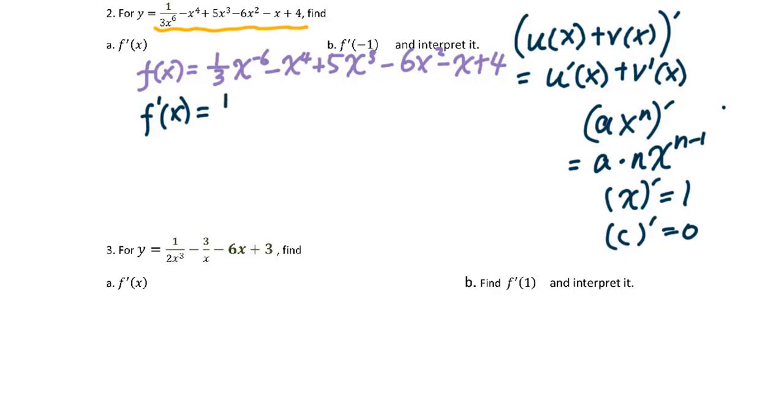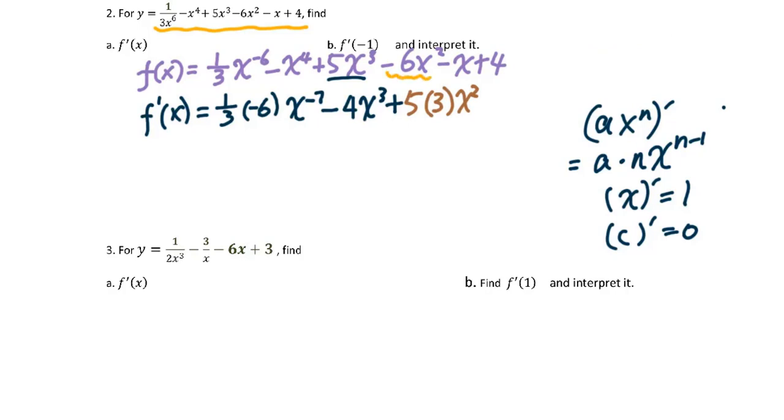Therefore, you will get 1 over 3 times negative 6, drop down minus 1, which will be negative 7. Minus 4 drop down, you will get x to the 3rd power. Plus, working on this, 5 times 3 drop down, x squared. For negative 6x squared, negative 6 is the coefficient, times 2, x to the 1st power. For negative x, it will be negative 1 plus 0.